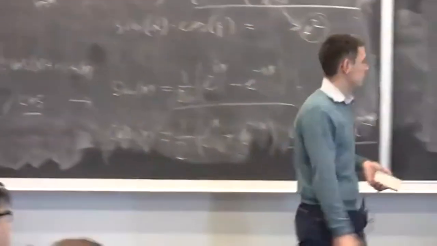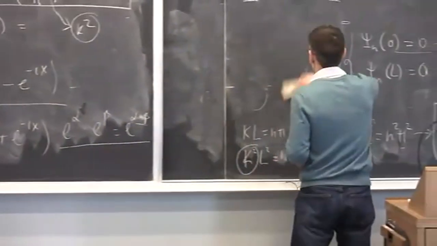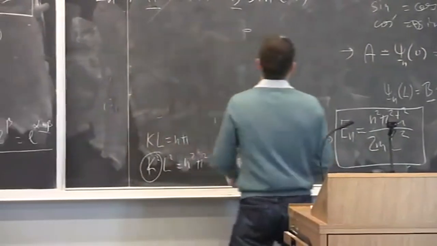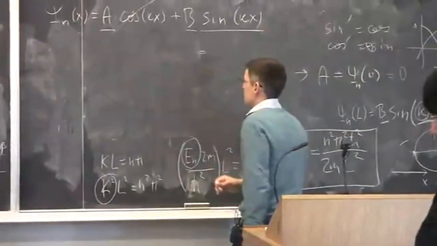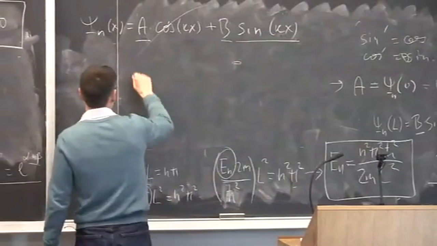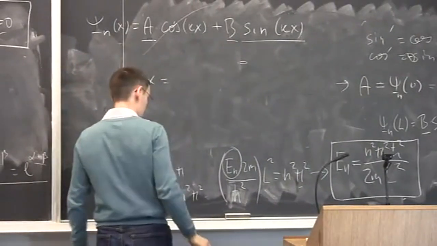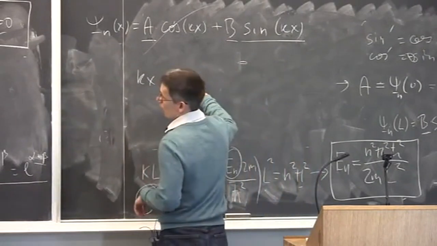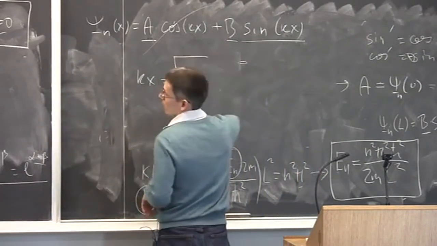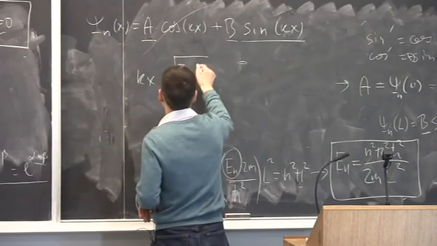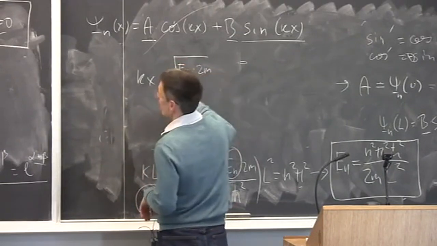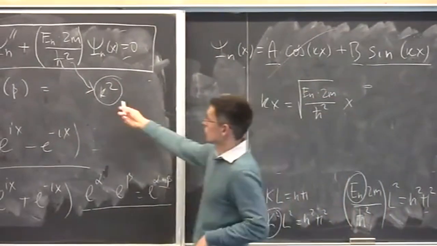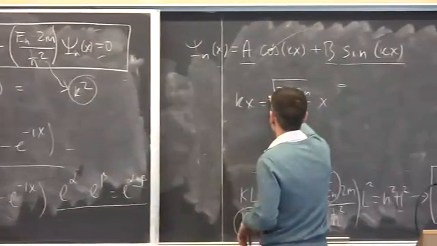All right. So let's then figure out what this part is, the kx part. So kx equals, so k is the square root of E n multiplied by 2m divided by h bar squared, right? According to this expression, with plus minus.